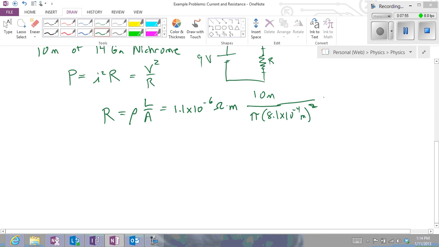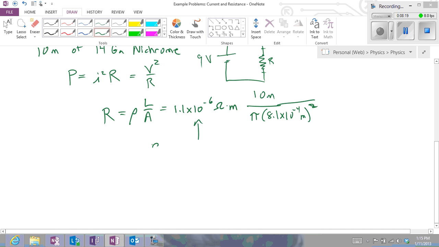Now, what did I do wrong, or what did I do inaccurately here? Well, I used the resistivity at room temperature, and if we're letting this wire heat up, that resistivity is not going to be accurate anymore. But since this is just an example problem, I'm going to let that go. And so let me do this calculation and we'll see what we get.